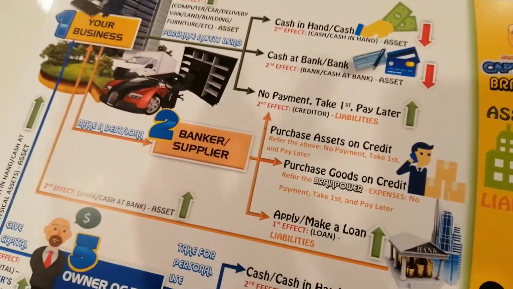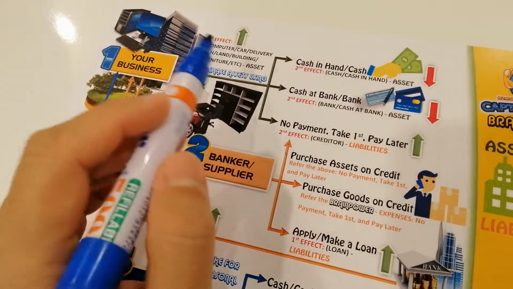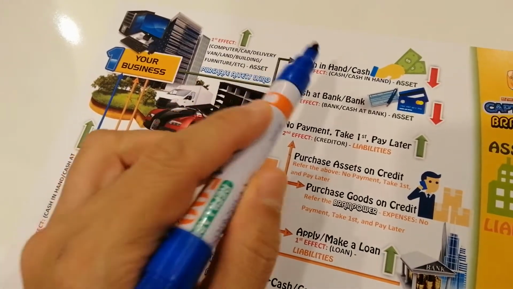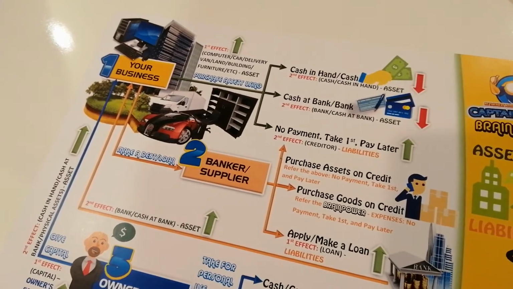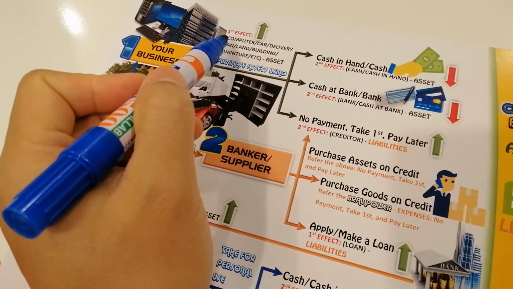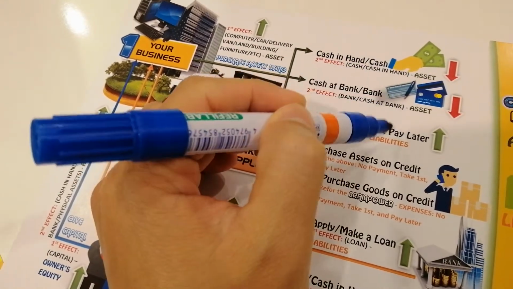So here you will see your business purchase asset using what? There are three scenarios. So first effect, second effect depends on the platform of payment.